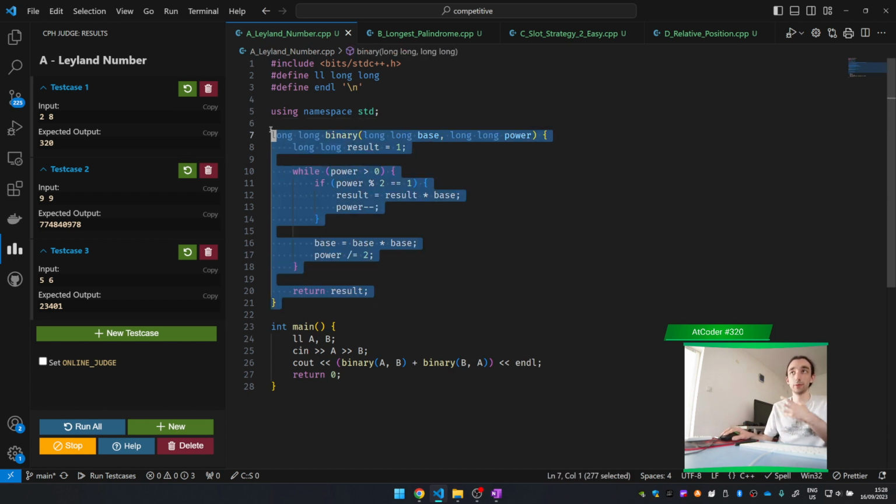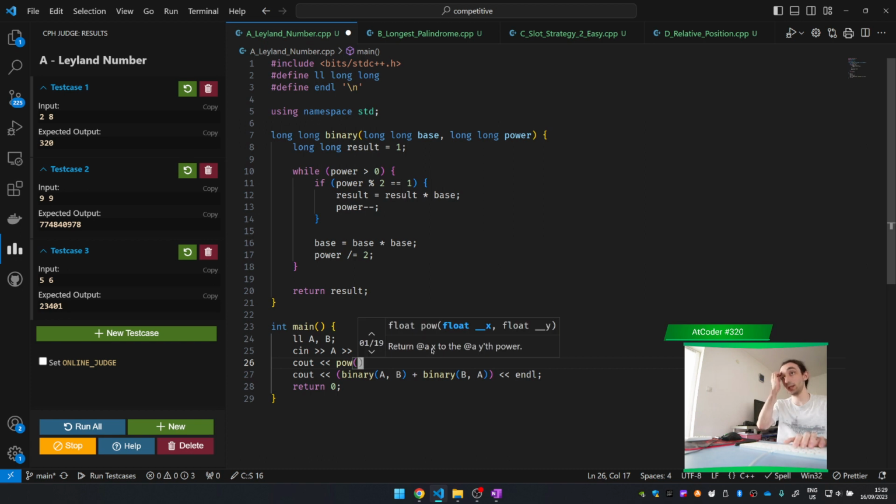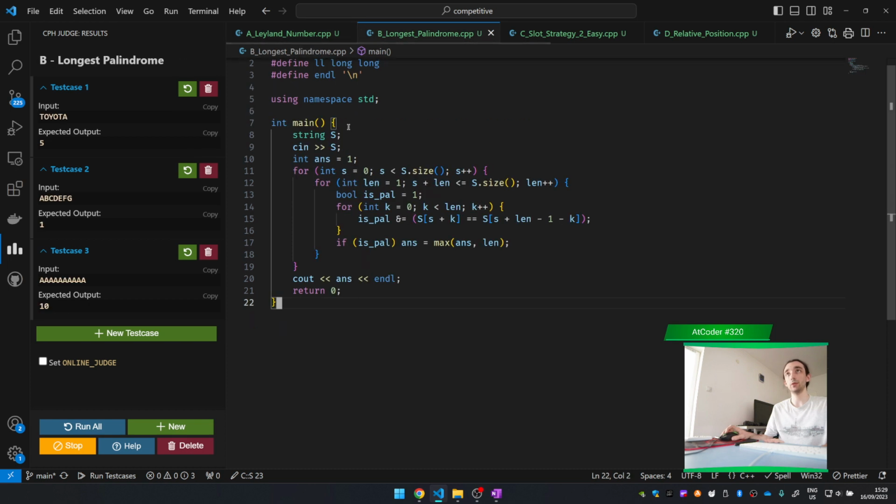This is a binary exponentiation function that works in logarithmic time, but now we don't really need logarithmic time. I use it because it's quite fast to write, like just binary a to the power of b plus binary b to the power of a. I don't trust the power function because it works in floats and doubles, and precision errors can be a problem. So I just write my own.